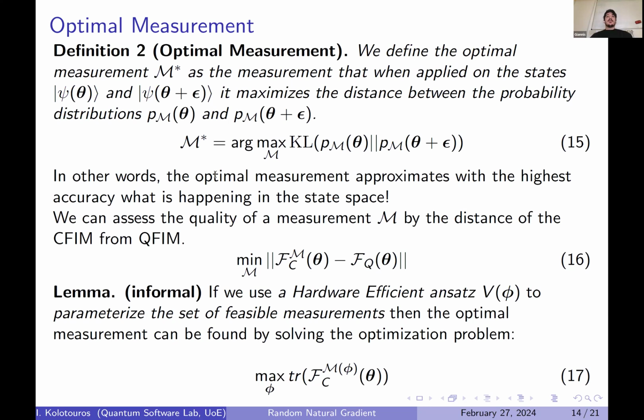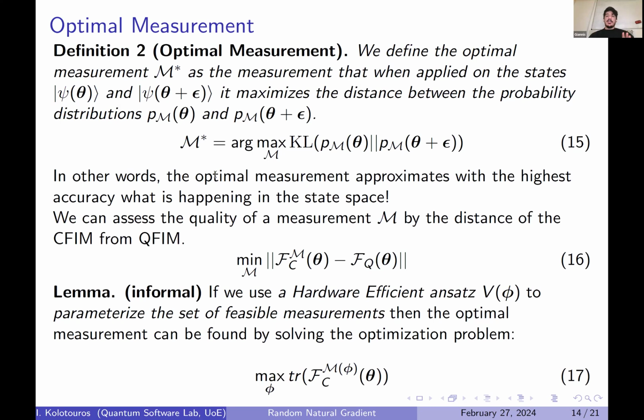Now, what we define in our paper is the optimal measurement, and we define the optimal measurement in a way that it gives you the maximum information about the changes happening in the quantum state if you perform a measurement. So we define the optimal measurement as that measurement that, if you calculate the KL divergence between these two quantum states that change by a small amount, it will maximize the distance.